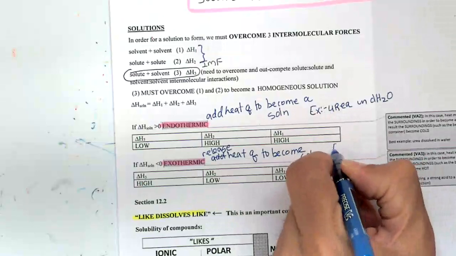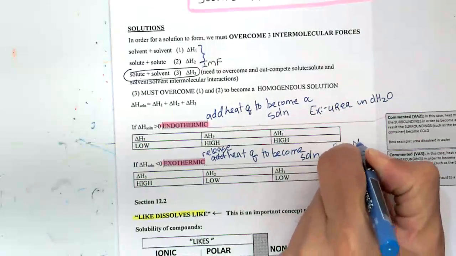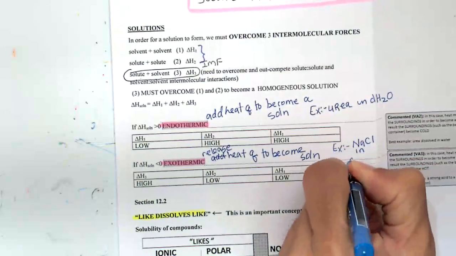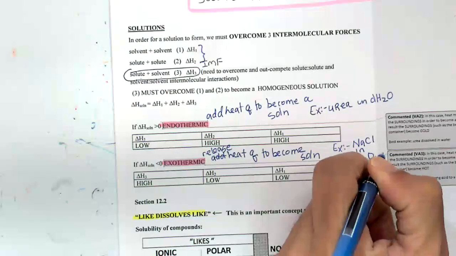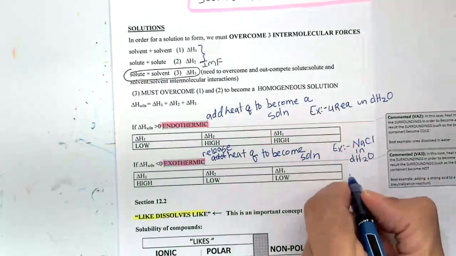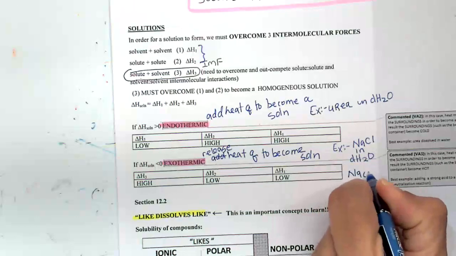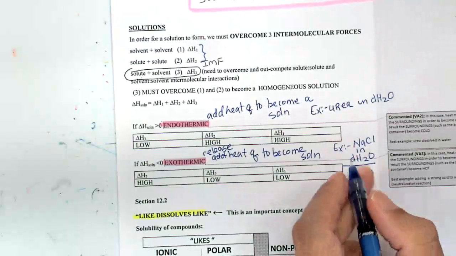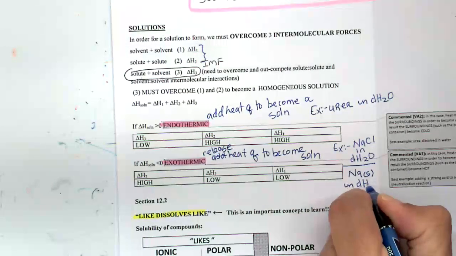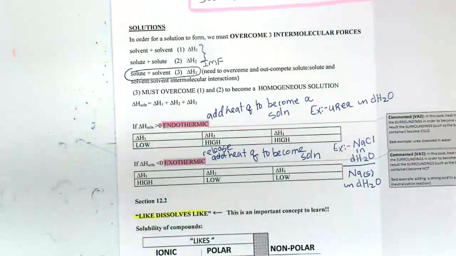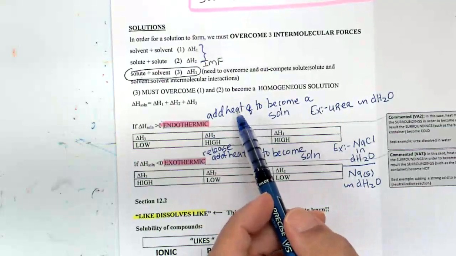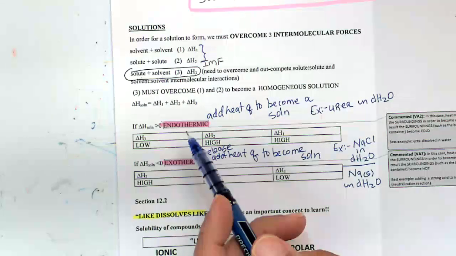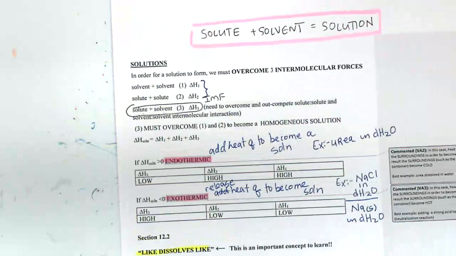So exothermic releases heat. An example of this would be maybe like salt in water. It releases a slight amount of heat. Actually, if you take pure sodium solid, which you have to buy at a specialized store, and you put it in water, it releases so much heat, it just like, explodes. So some solutions become a solution and release heat. Some solutions need help, you have to add heat. Those are endothermic and exothermic.